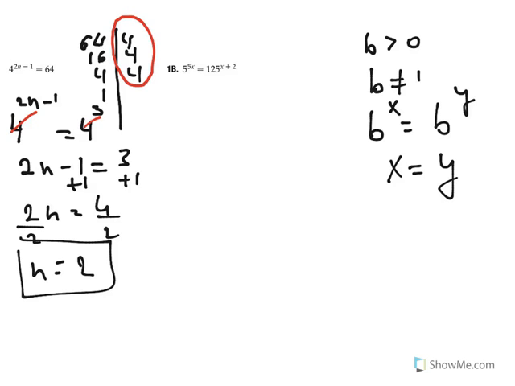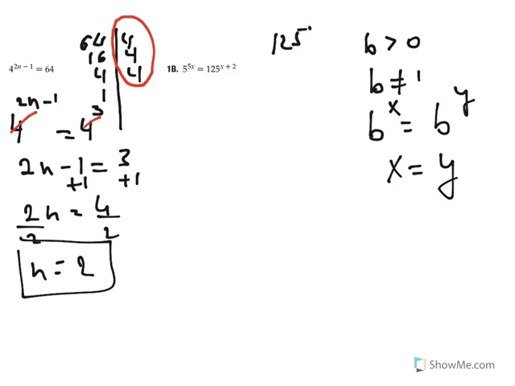Now we are going to use the same strategy for exercise 1b. The first step, I am going to take a look at the bases. The base on the left is 5, the base on the right is 125. So I will think to make both bases equal 5. For that I need to find the factors of 125.